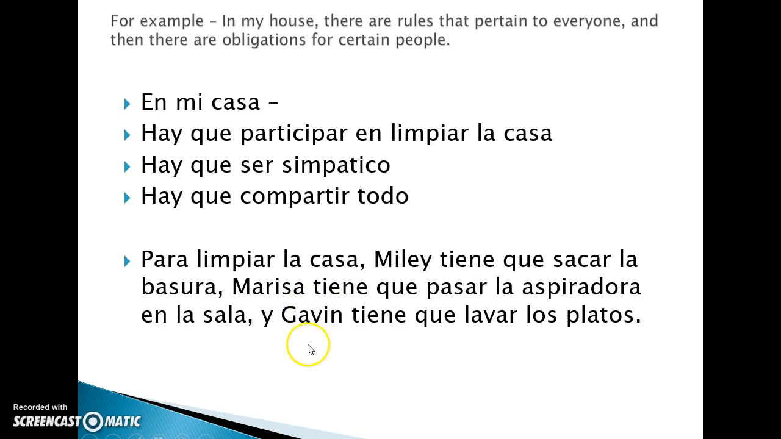So these are the individual obligations within the house. So in order to clean the house, Miley has to take out the trash, Marissa has to vacuum the family room, and Gavin has to wash the dishes. But everybody must participate in these rules. Hay que participar, hay que ser simpático, hay que compartir todo.